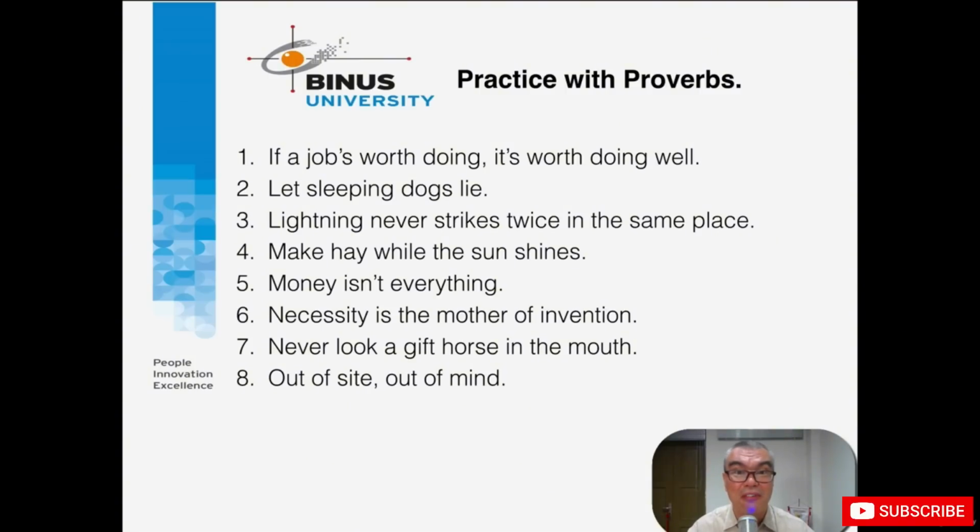Necessity is the mother of invention. Never look a gift horse in the mouth. Out of sight, out of mind. There you go, there's 8 proverbs. Have a go at rewriting them and paraphrasing them using your own language.